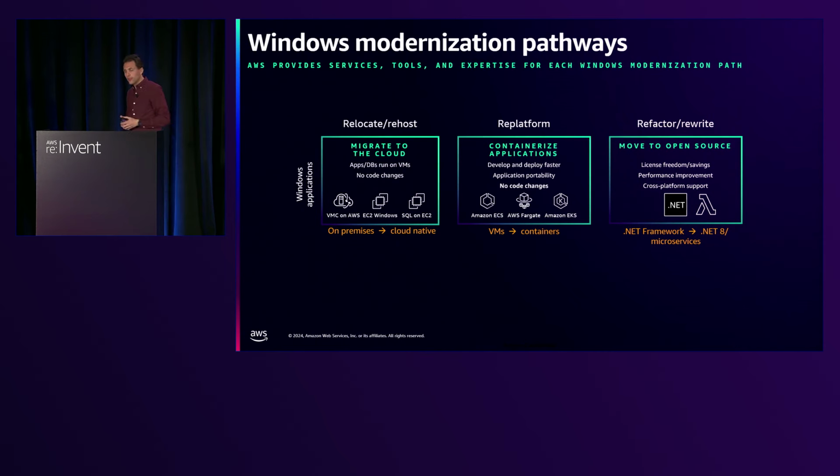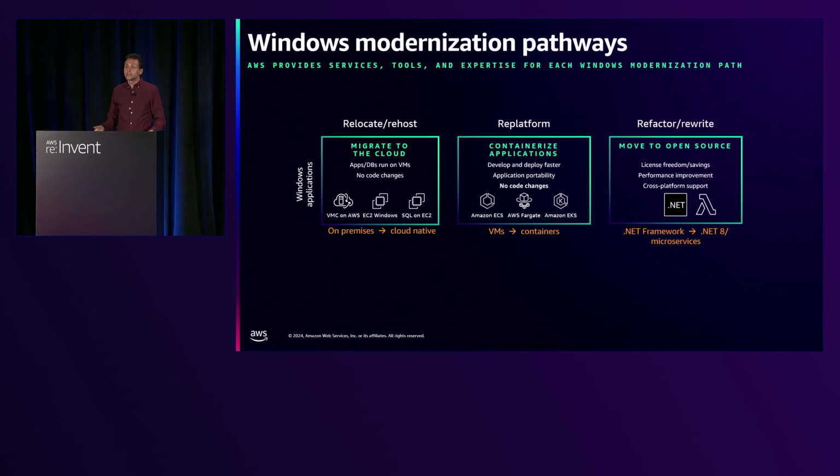So one of the things that we see at AWS for Windows modernization is three different steps. It doesn't mean that you need to follow each of these steps sequentially, although we see a lot of customers following them sequentially, right? You can go to the last one and modernize using serverless.